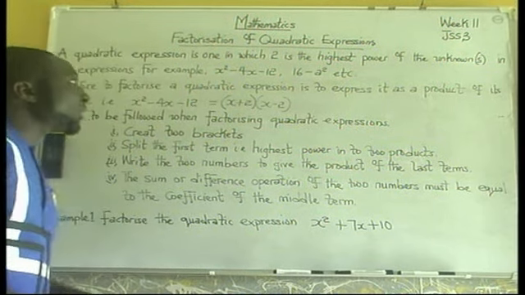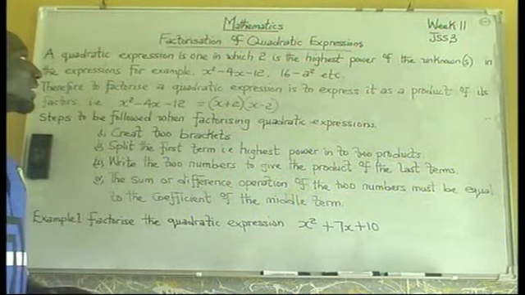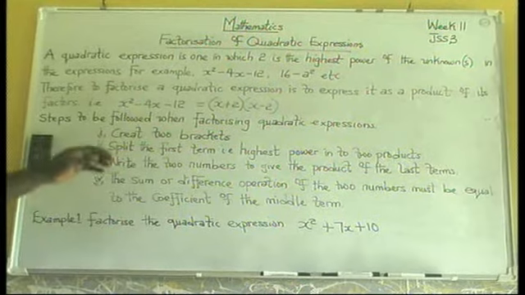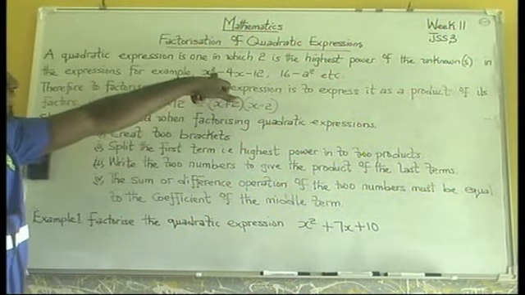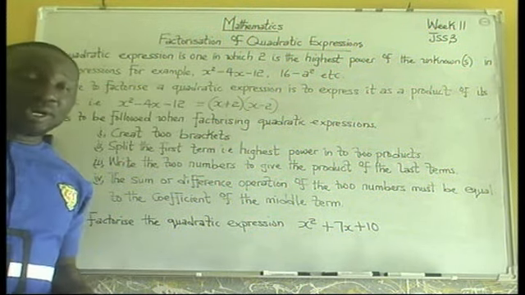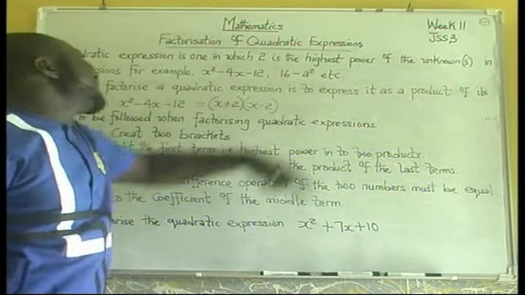Factorization of quadratic expressions. A quadratic expression is one in which 2 is the highest power of the unknown in the expression. For example, if you have this, it is a quadratic expression. Another name for a quadratic expression is trinomial. Now, 2 is the highest power in the equation.